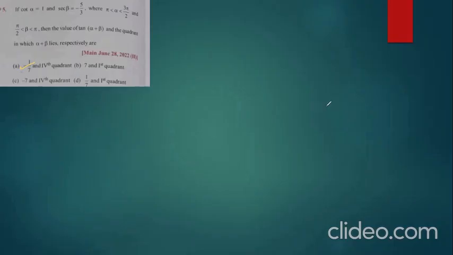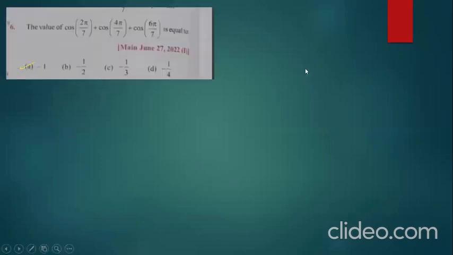Next, let us move to the next question. You see, cos 2 pi by 7 plus cos 4 pi by 7 plus cos 6 pi by 7 is equal to. This is so simple. Just if you see these two, you can easily observe which ones you can make as a group.